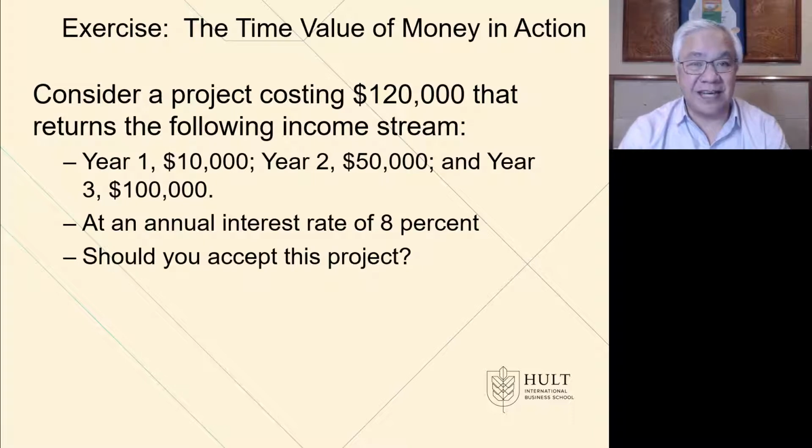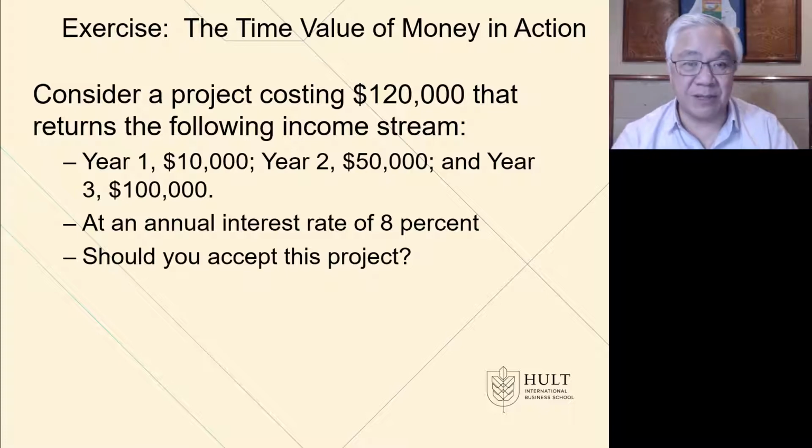So let's try an exercise to exercise some old muscles. We're going to have a very simple one. A project would cost us $120,000 and returns the following estimated returns. Year 1, 10,000, year 2, 50, year 3, 100, and the interest rate is 8%. And the question, you know it's coming, is should you say yes or no to this opportunity? So let's switch over to Excel and we'll do this math together.